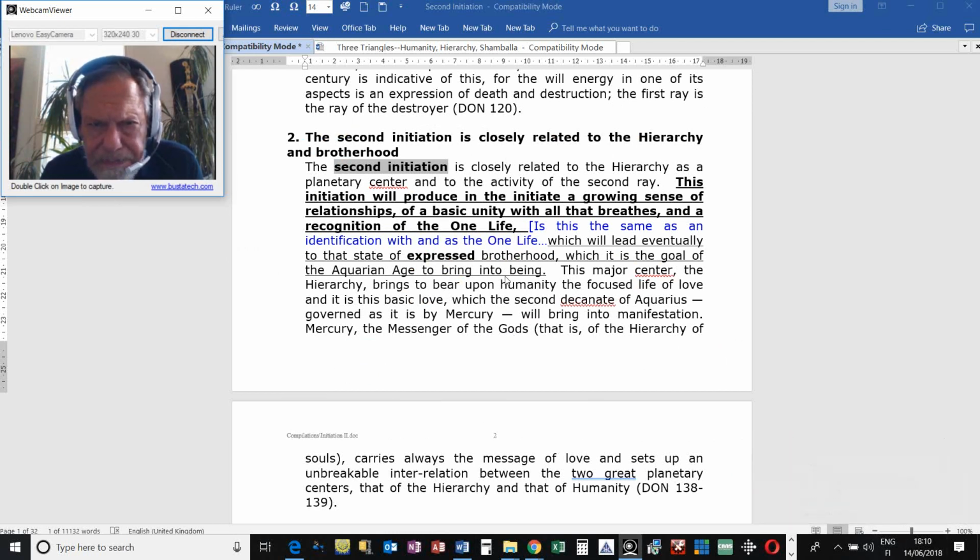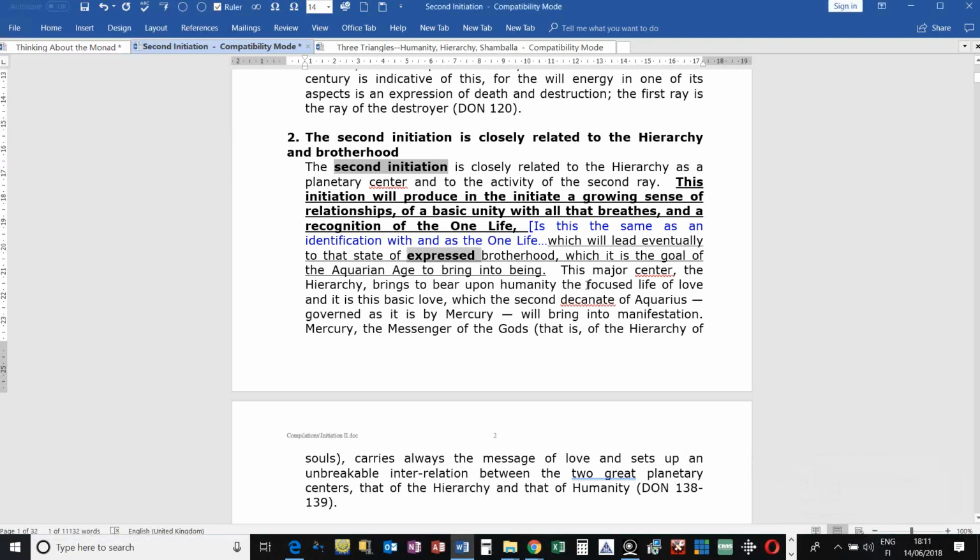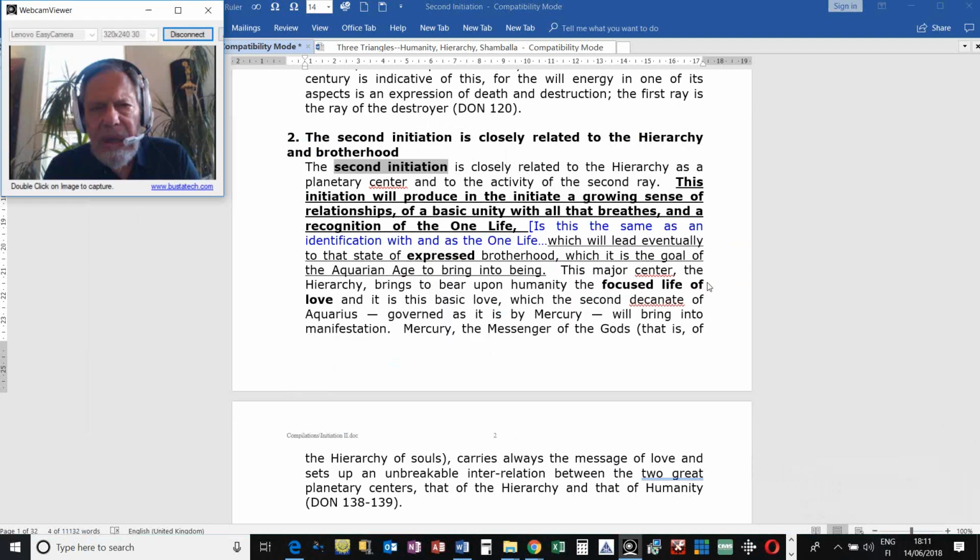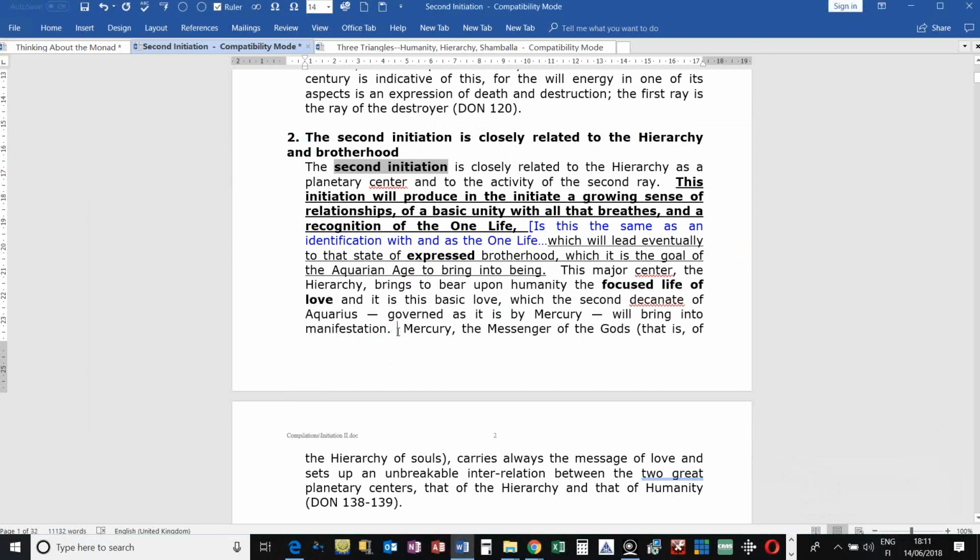All right, express brotherhood. So this major center of the hierarchy brings to bear upon humanity the focused life of love. And that is the way the astral body should be expressing as we are taking the second degree. And it is this basic love which the second decade of Aquarius, governed as it is by Mercury, will bring into manifestation, as well as a tremendous mind.